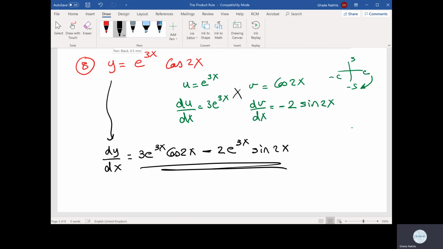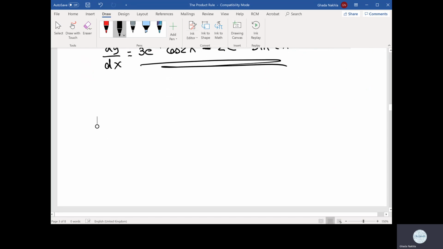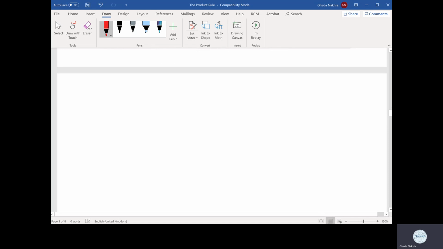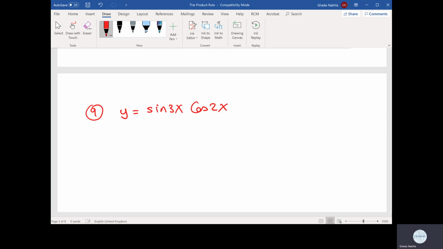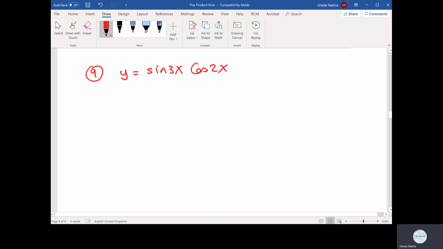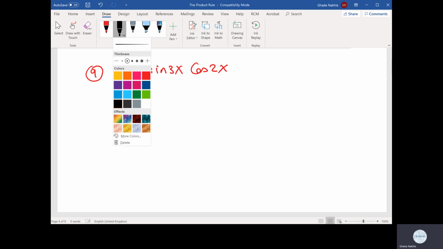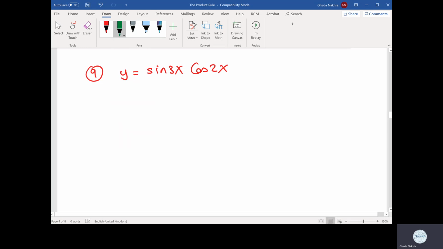Let's take a look at something slightly harder. We are on question 9 now. Let's take a look at y equals a trig multiplied by another trig: sine 3x multiplied by cos 2x. Where do I start? Same as before. So u equals one of them, and v equals the other function of x.